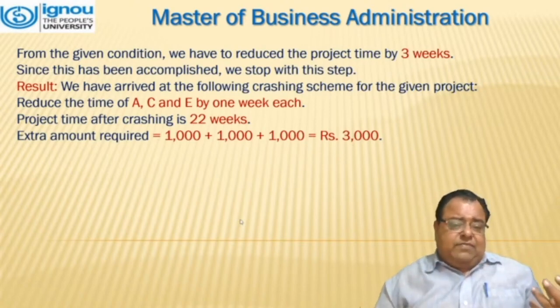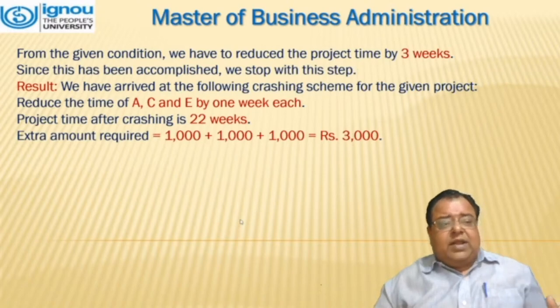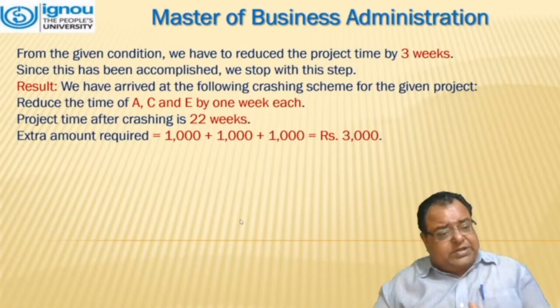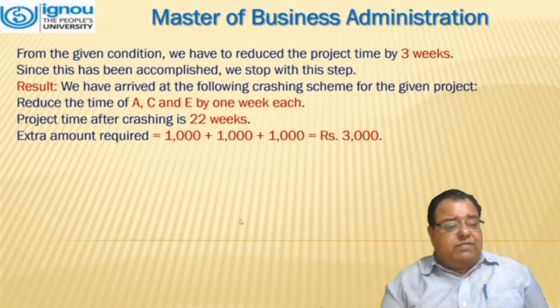at the following crashing scheme of the project. Reduce the time of A, C, and E by 1 week each. Project time after crashing is 23 weeks, and the extra amount required is 3000.